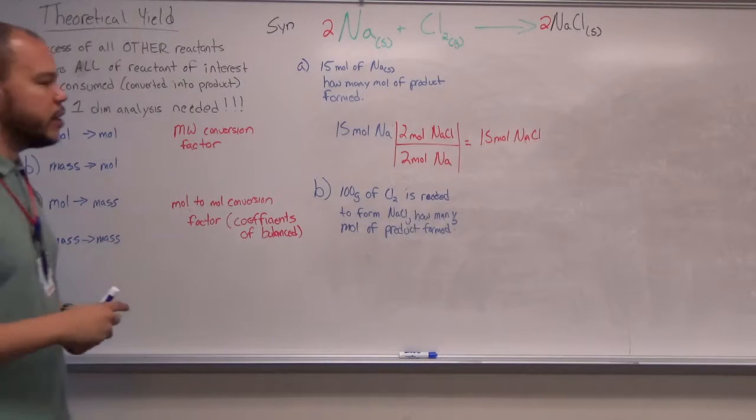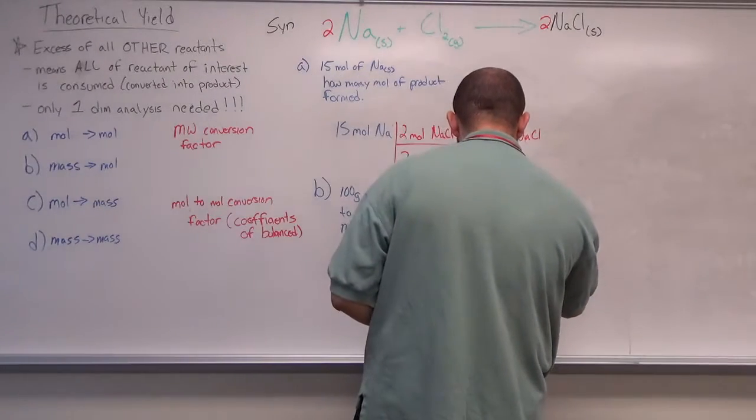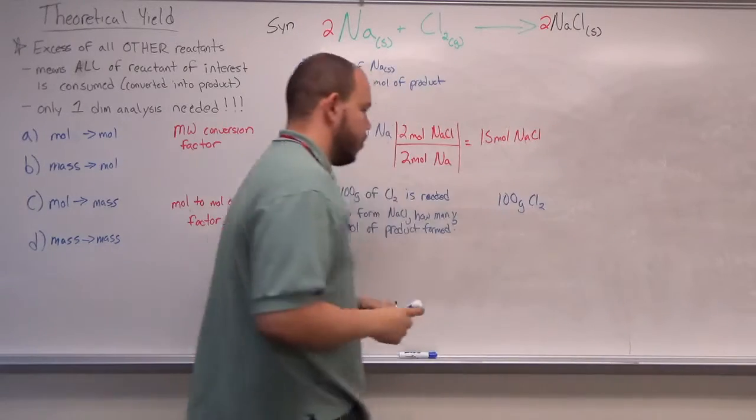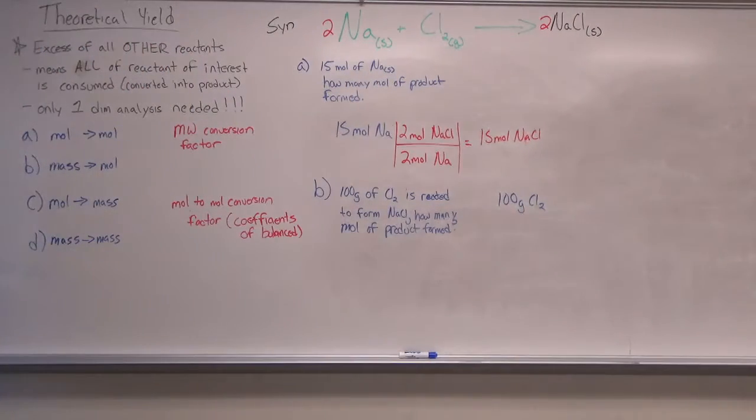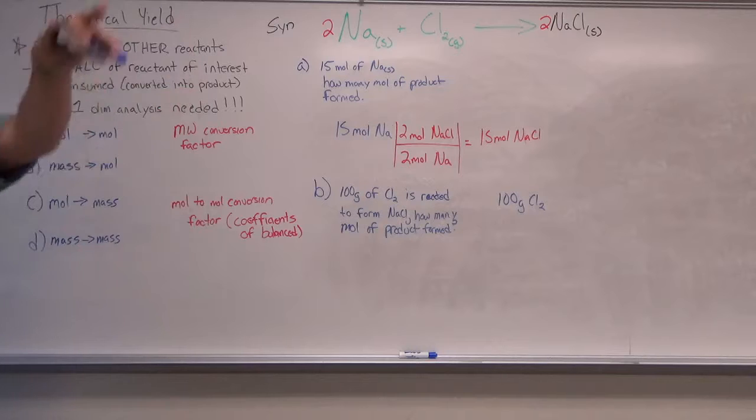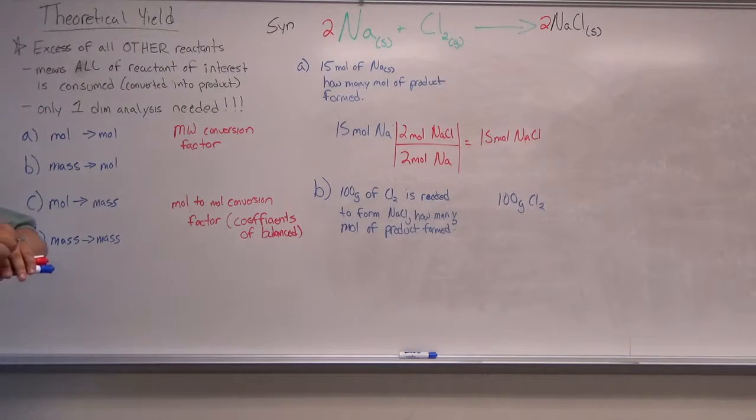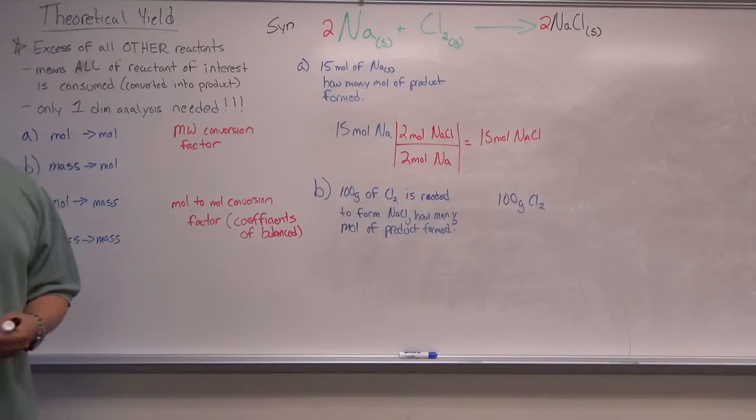So what information do we start with? We start with 100 grams of Cl2. To get from Cl2 to sodium chloride, we have to be in moles. This is where you must recognize that getting to moles utilizes the molecular weight conversion factor that we just showed how to calculate. We need the molecular weight of elemental chlorine, which is 35.45 times 2.